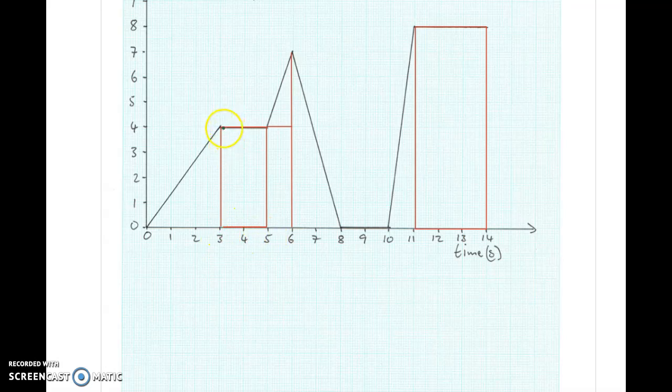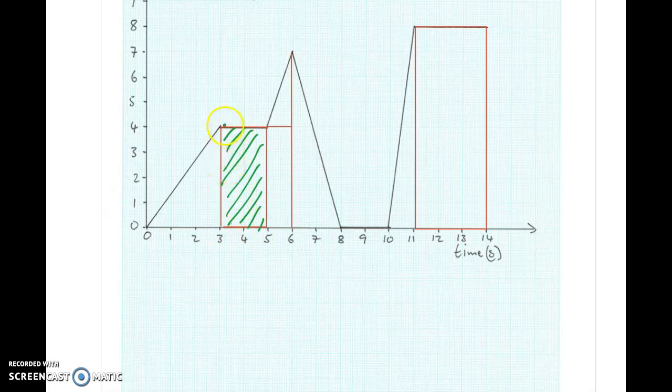We can see that between 3 and 5 seconds, so between here and here, it's going at 4 meters per second. That means every second it's travelling 4 meters, and we've got 2 seconds. So the distance travelled between here and here is just going to be 2 seconds times 4. Essentially what we're saying is it's the area of this rectangle, because you can see that the area of this rectangle is 2 times 4.